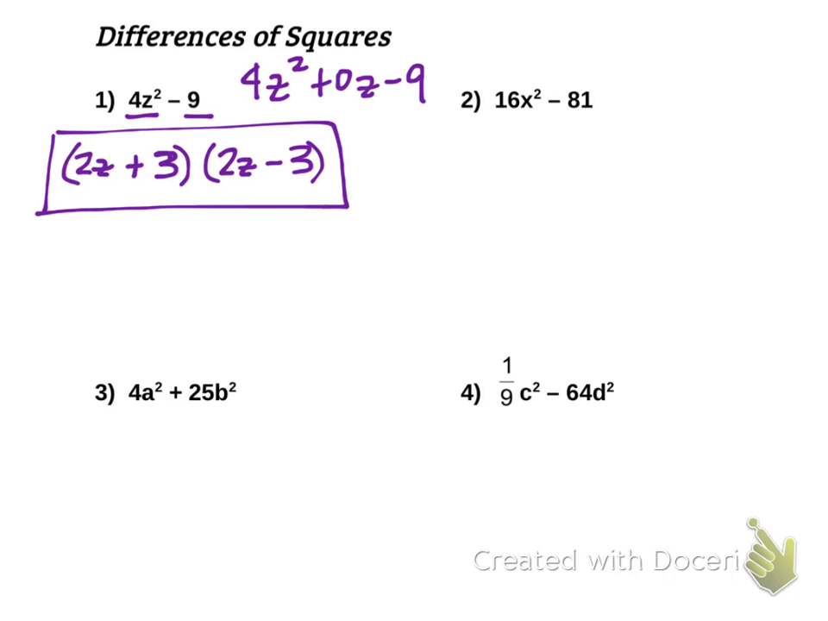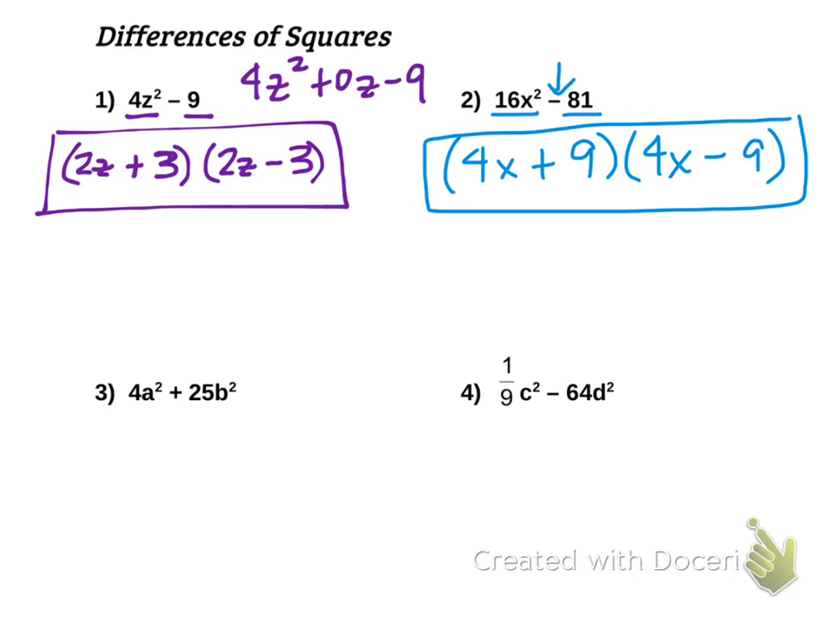All right, so look here at the second example. Moving on, we're going to find the square. Notice the difference, and each of these are perfect squares. That's the key to identifying this. So the square root of the first one is 4x, and the square root of the second one is 9. So then I have 4x and 9, plus and minus, factored by difference of squares.